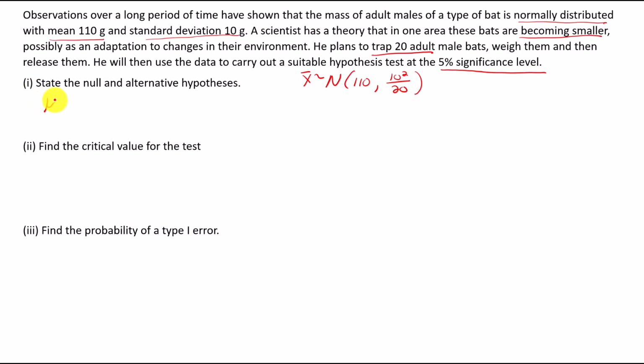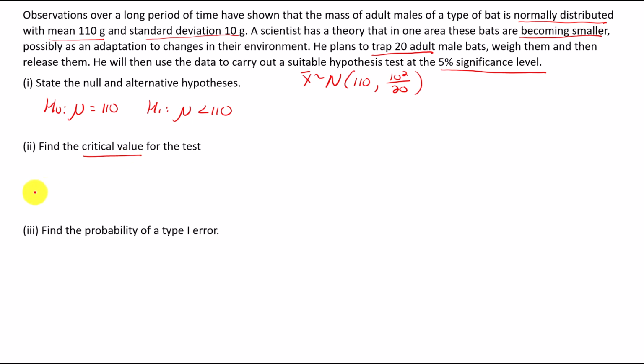Okay, so our null hypothesis should just be that mu is 110, and our alternative hypothesis should be that mu, in this case, is less than 110 because he thinks the bats are becoming smaller. Okay, in this case, we are asked specifically for the critical value for this test, which means you have to use that method. So take a minute, find the critical value, or in this case, the value is the number, but then the rejection region, and check your answer with me.